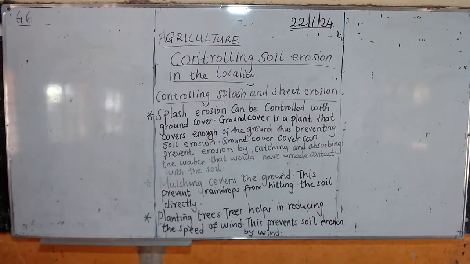That cover enough of the ground, thus preventing soil erosion. So how does ground cover prevent soil erosion? We are saying that ground cover can prevent soil erosion by catching and absorbing the water that would have made contact with the soil. Because when the raindrops make contact with the soil, that's when the loose soil is displaced, okay? Leaving some holes. Are we together? Can you read the second practice?